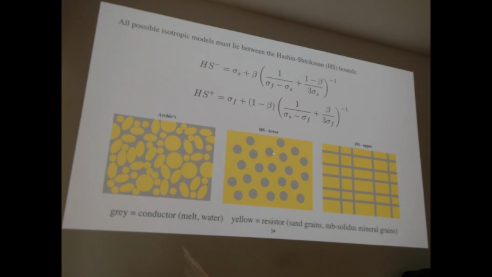So you can have as much as maybe half the rock made out of conductors, and you don't get much conductivity through the rock. And then the HS upper bound is fully interconnected conductors. Anything you find in the real world has to lie between these upper and lower bounds. And Archie's law, which models sort of a clastic sediment, pores filled with water, or perhaps even melt, is in between.